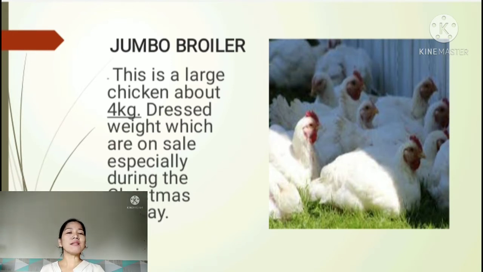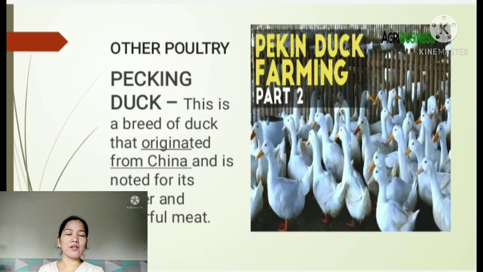Okay. Punta naman tayo dun sa other poultry. Other poultry, first we have Peking duck. Peking duck, this is a breed of duck that originated from China and is noted for its tender and flavorful meat. So, saan daw galing yung Peking duck? Yan. Originated from China.